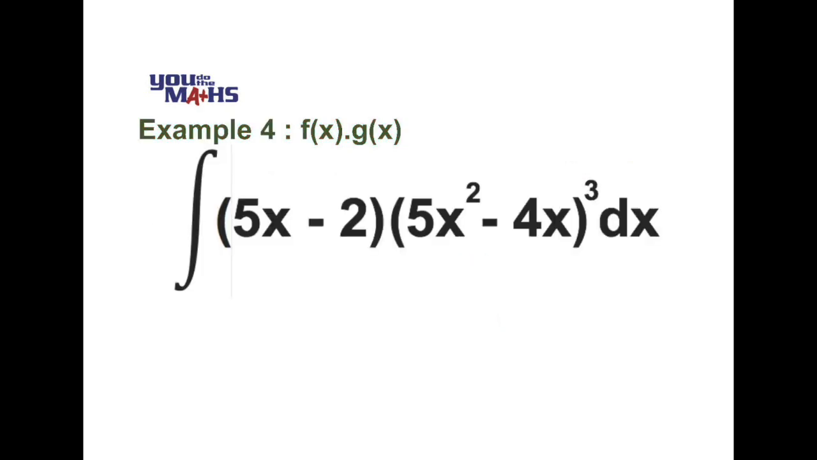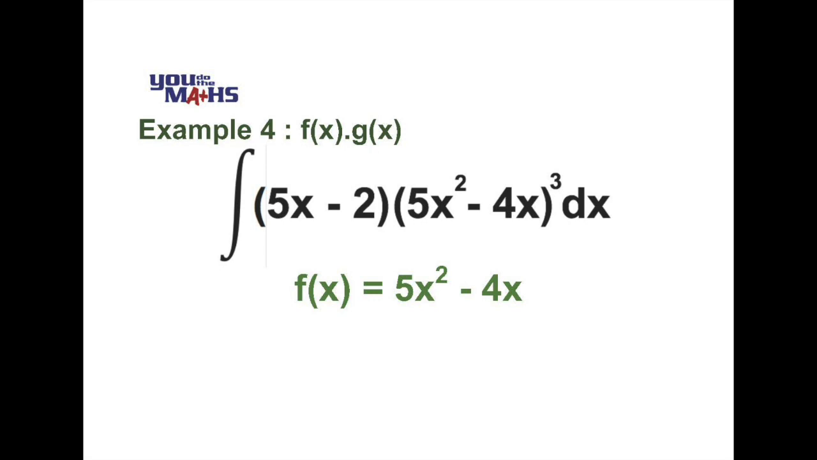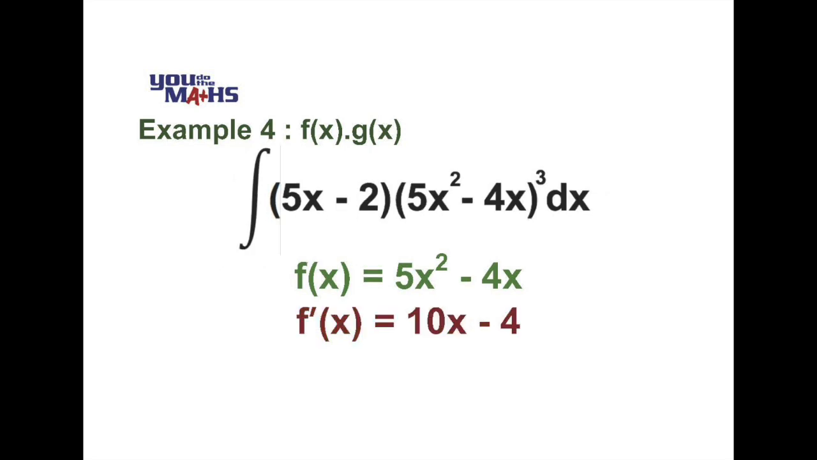Now let's consider our next example where we've got two brackets. In this case we've got 5x squared minus 4x raised to the power 3. We'll call that bracket f at x because we'll try and identify to see if 5x minus 2 matches the derivative of what's inside that bracket. So we can see by our rule that we're trying to find the derivative of f at x, so we can apply the rule where we raise the bracket to a higher power and divide by that new power. So let's call f at x equal to 5x squared minus 4x. We'll identify its derivative, which will be 10x minus 4.